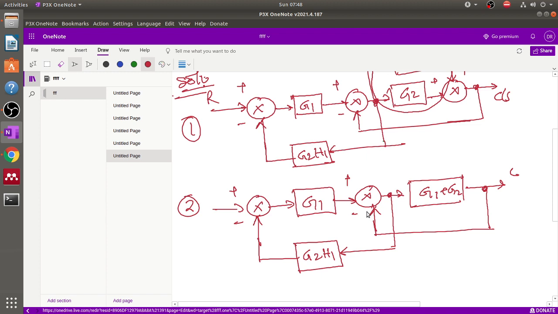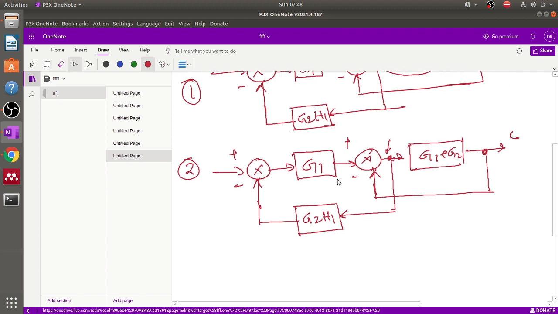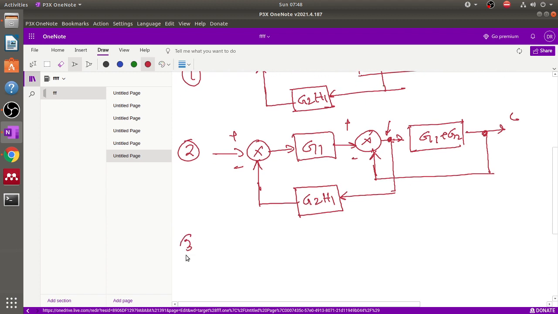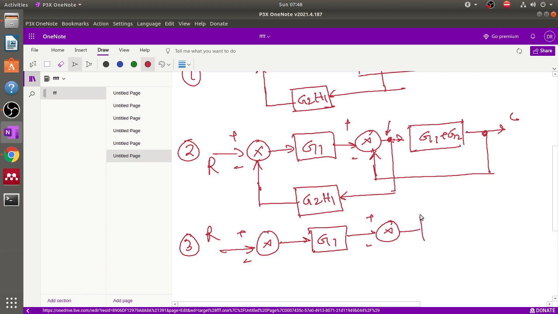Okay, so now what will we do? Now we're shifting this takeoff point from here to here. Why are we shifting this? Because if we shift this point from here to here, then we get a unity feedback, and also the closed loop feedback theorem can be applied here. So now again this signal R, now shifting this point. Okay, now this is G1, this is plus minus, this is G1 plus G2. The feedback is present from here.